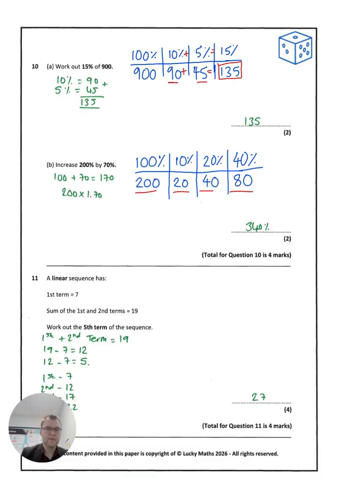Part B, if we're looking to increase by 70%, if I work out 10%, double it to 20%, double that to 40%. If we combine all of those answers, 40, 20, and 10% make the 70%. So 80, 40, and 20. Basically we're going to add that to the 200 we started with to get 340. Sequences, question 11. Haven't got anything for that one.